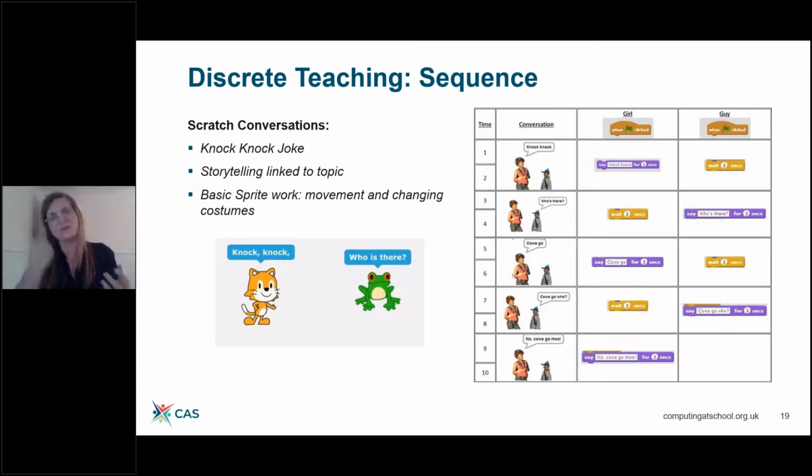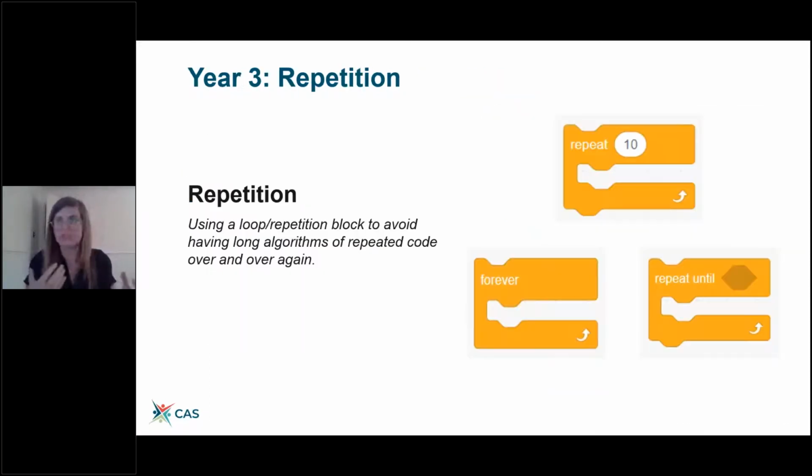So I might put in some characters from history or some characters from a fairy tale that I'm doing and make them have a conversation, because all I'm wanting them to do is check that they can sequence instructions or sequence that algorithm. So that'll be my first lesson or first thing to do in year 3.